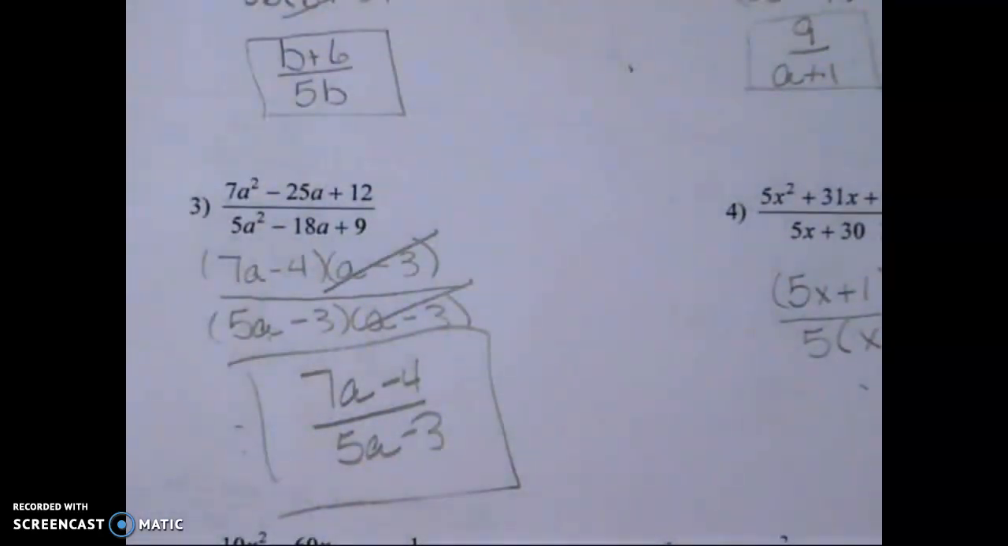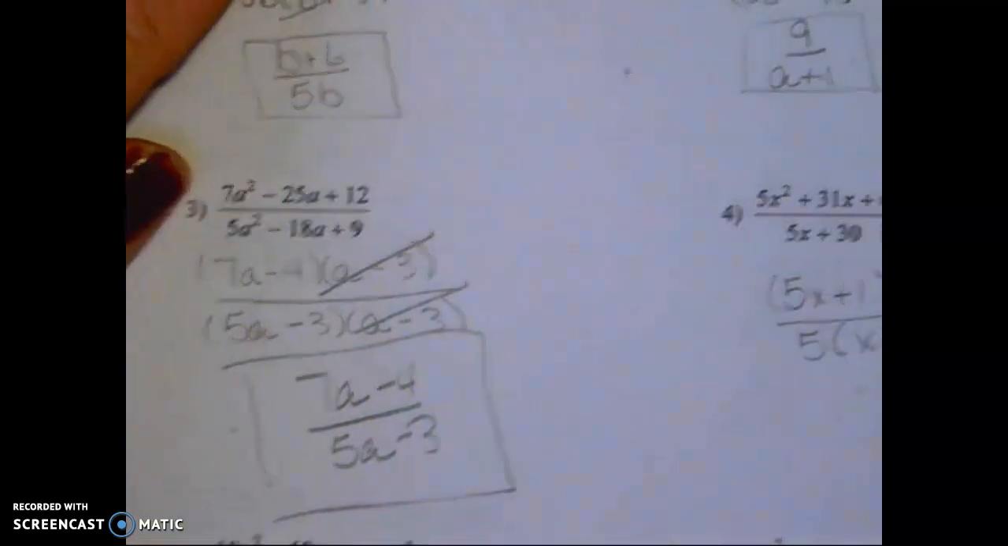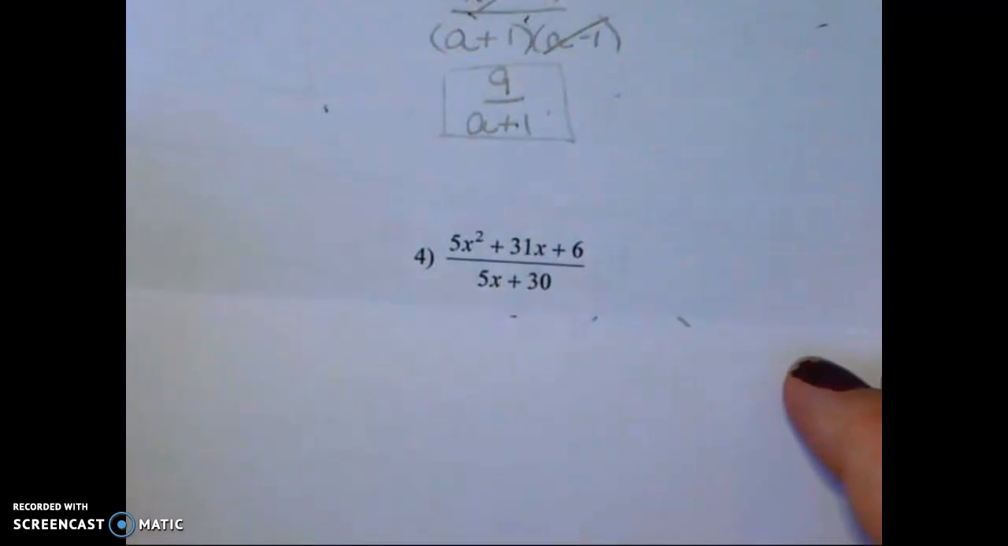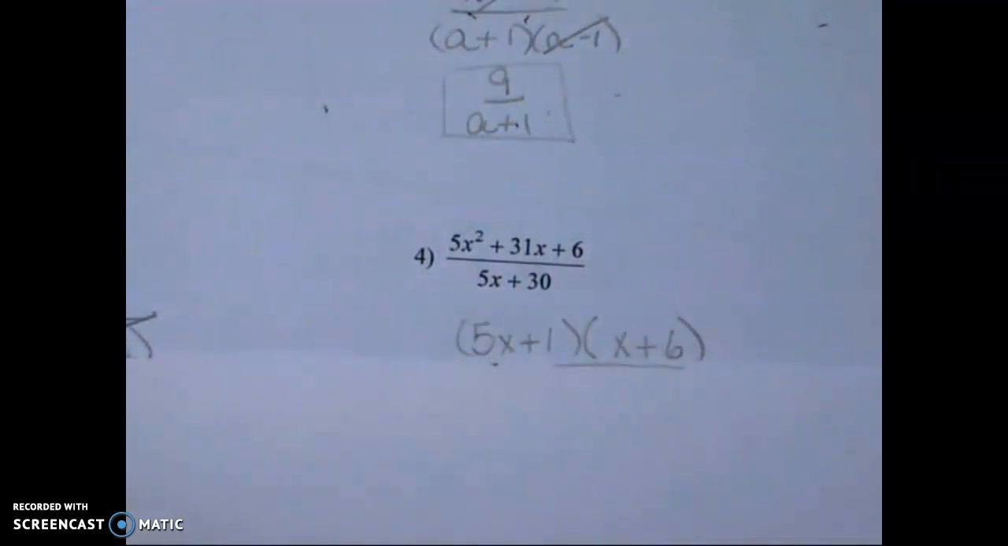Okay, let's look at 4. Same deal. We're still simplifying. So it's just one fraction. Factor. That numerator factors into 5x plus 1, x plus 6. The denominator has two terms, so you factor out the GCF, which is a 5, and you get x plus 6. Okay, let's see what we can cancel.